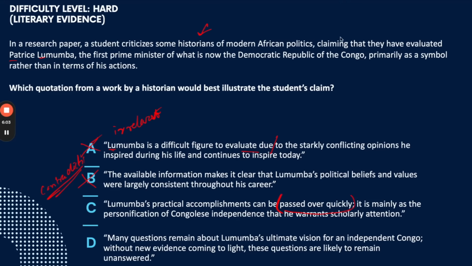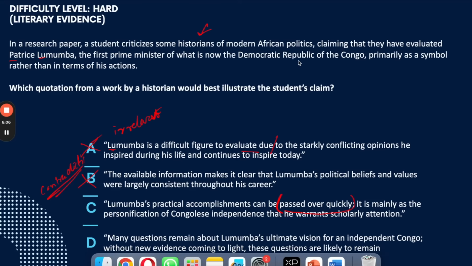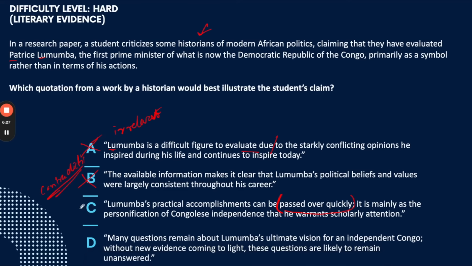This means that PL's practical accomplishments are being downplayed, and that his main importance to scholars lies in his symbolic role as the embodiment of Congolese independence. This option basically suggests that historians are more interested in what he represents than in evaluating his specific actions and achievements. So, very clearly, this supports whatever the student is claiming in the text.